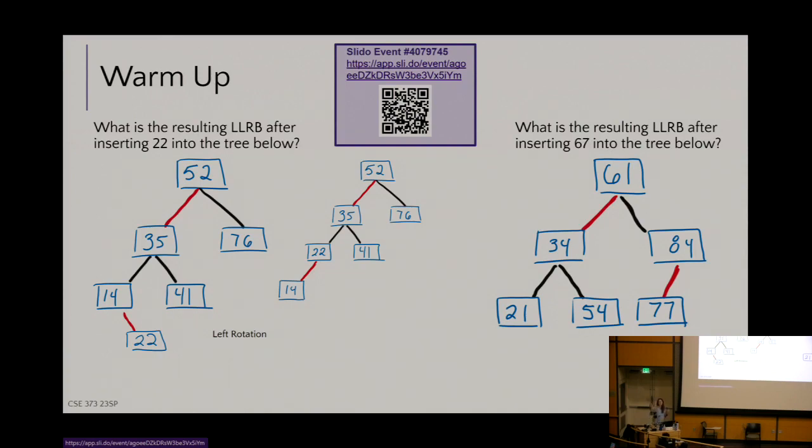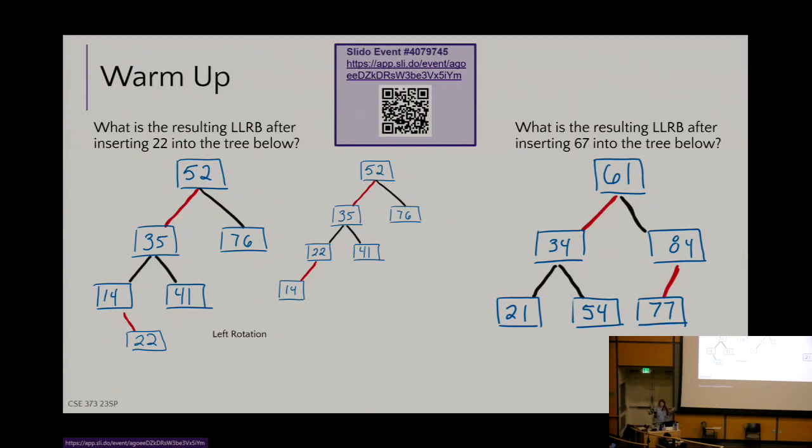Correct. So it is a different definition of balance. You're right. The AVL definition of balance is that any given node's left and right child can only have a difference in height of at most 1. This definition is that any node's left or right subtree must have the same length path of black connections.